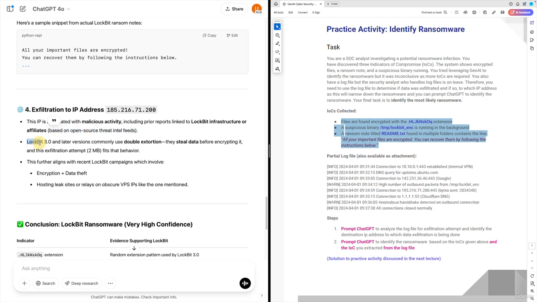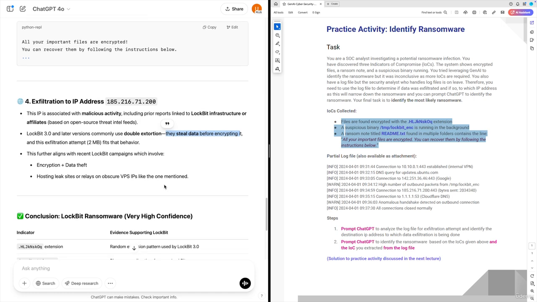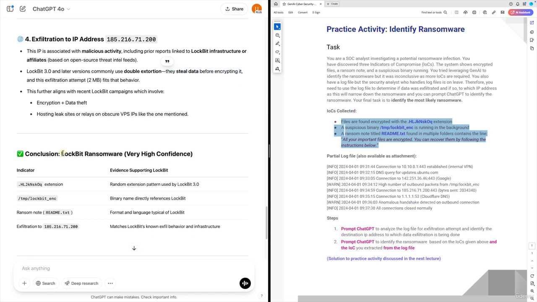Now, it also says Lockbit 3.0 and later versions commonly use double extortion. That is, they steal data before encrypting it so that they can also sell the data onwards. So, conclusion, it's Lockbit ransomware with very high confidence. Okay, so that concludes our lab. Thank you.